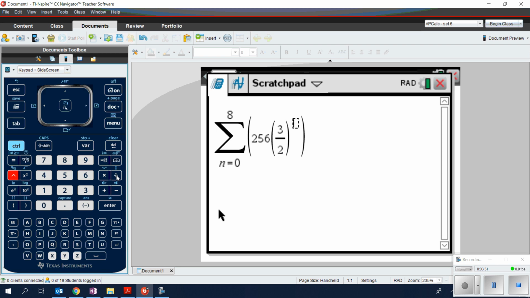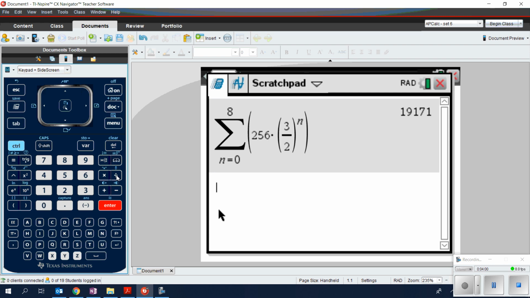Make sure, and I want to say this really quickly, this will always give you the outside set of parentheses. You're going to put the 3/2 in parentheses there. Make sure your n exponent goes on the 3/2, not on the outside. If you put it all the way on the outside, it's going to raise 256 times 3/2 to the n power, which is going to give you an atrociously large number. So if you do it this way, we get a sum of 19,171.